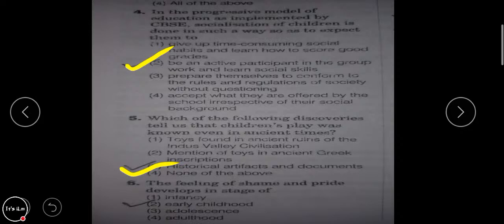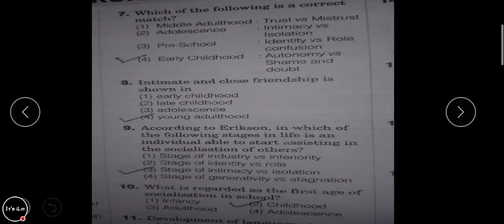Now let's move on to our next question. The feelings of shame and pride develop in which stage? Now let's see our options: infancy, early childhood, adolescence, and adulthood. Here we see our correct answer is early childhood. The feelings of pride and shame develop in early childhood.